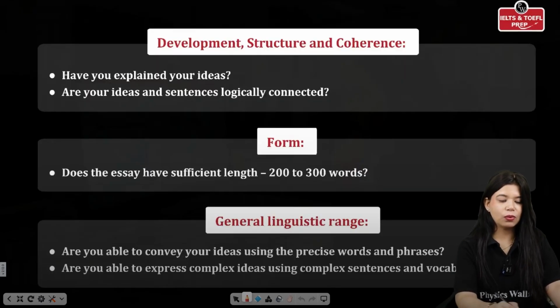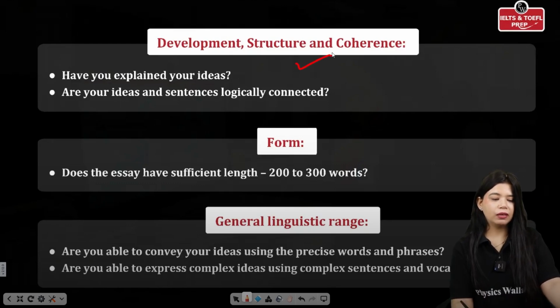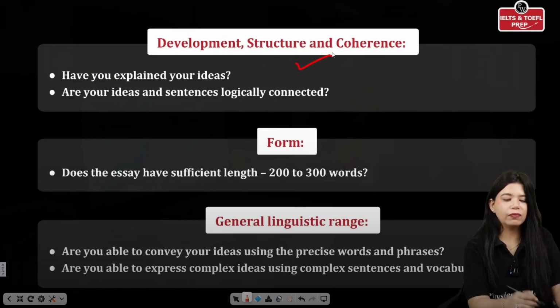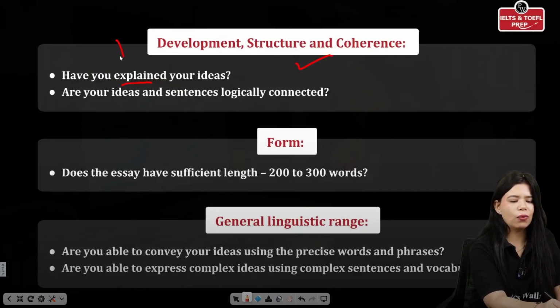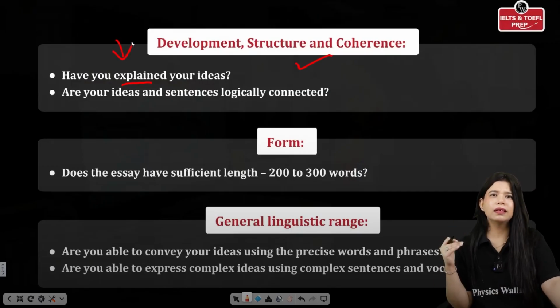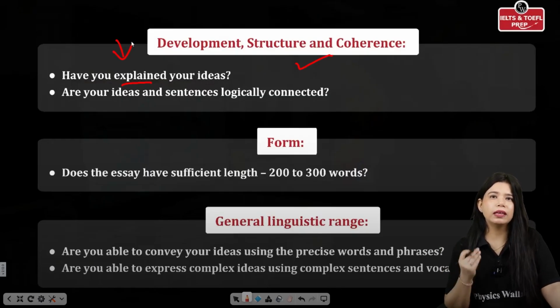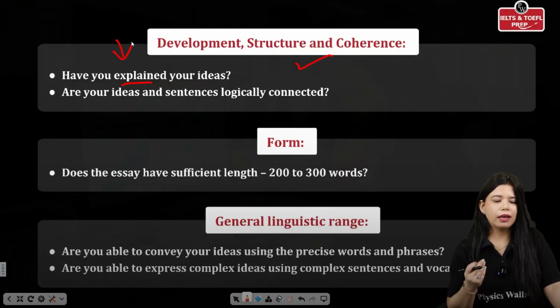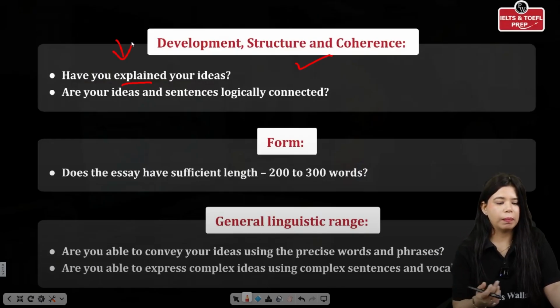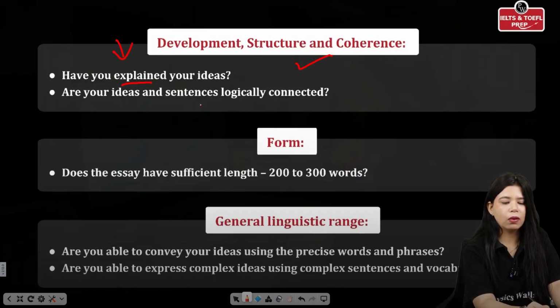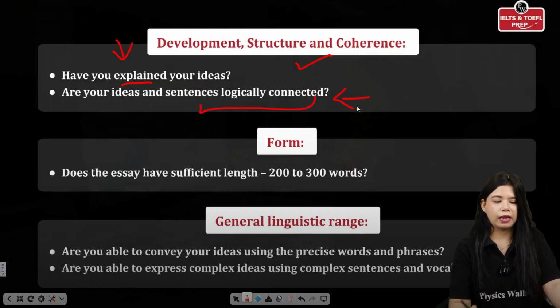You will also be scored on development, structure, and coherence. So development means, have you only listed your ideas or have you explained them? If you have not explained your ideas, you will not be given a good score. And structure, of course, means logical paragraphing, not random paragraphing. Coherence means logical connection between your sentences. So all these things are seen.